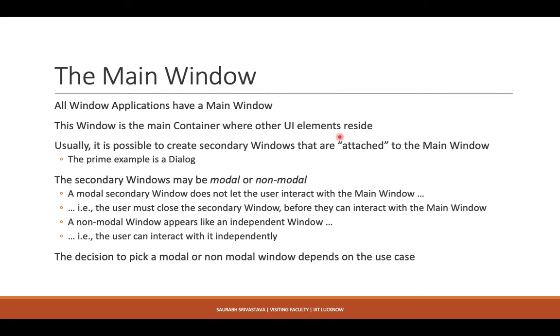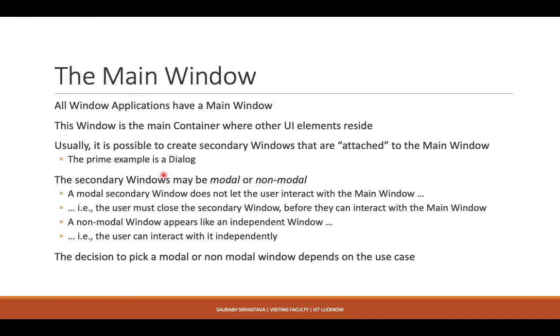One window is basically going to contain all of it, and in general it is possible to create secondary windows which are basically attached, or let us say dependent, on the main window. So in general these secondary windows are not really independent. If somehow you are able to close the main window, these secondary windows go away as well. The prime example of a secondary window is a dialog.